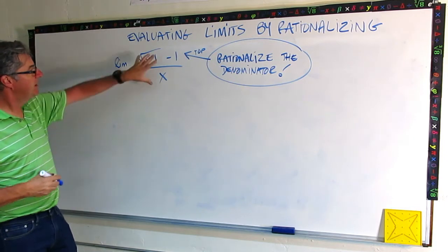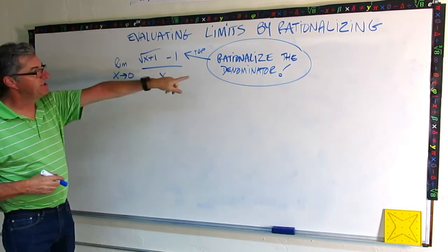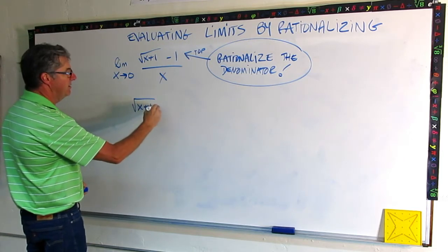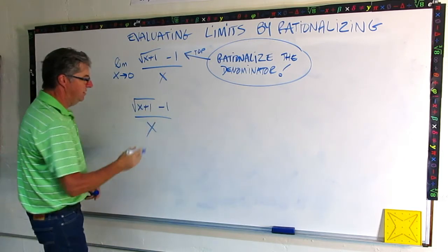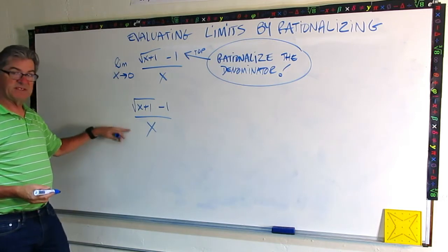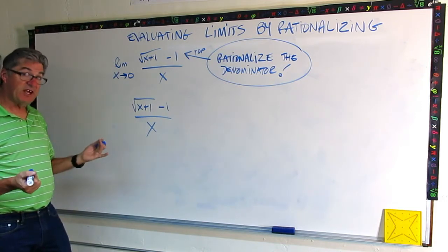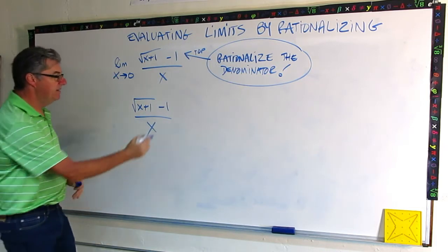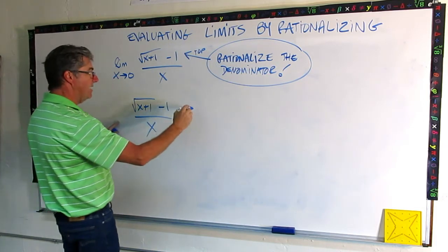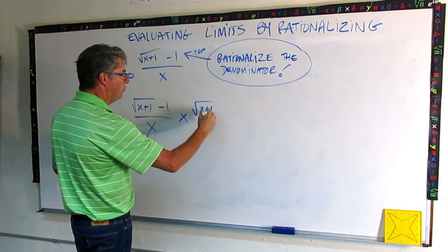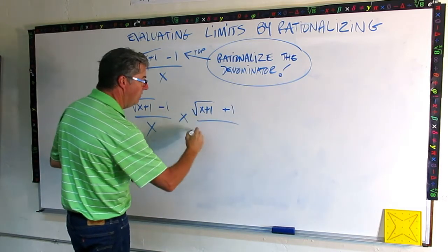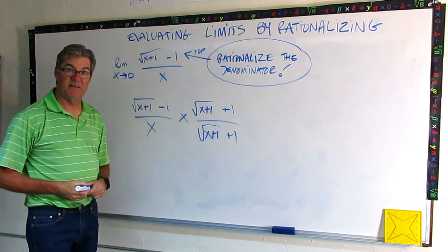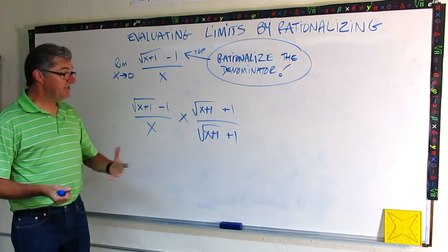Okay, so what we're going to do, I'm going to pull this function out and do this process to it. So here's our function, square root of x plus 1 minus 1, over x. Now what we're going to do is multiply this thing by 1. So we're not going to change it. You have to remember, you can't change anything. You can only multiply by 1. So check this out. I'm going to multiply it by square root of x plus 1 plus 1 over square root of x plus 1 plus 1. Just like that.